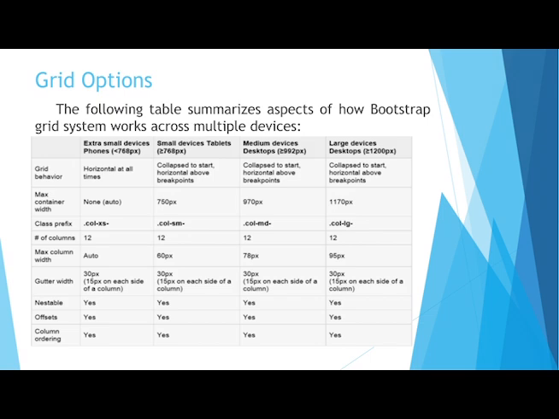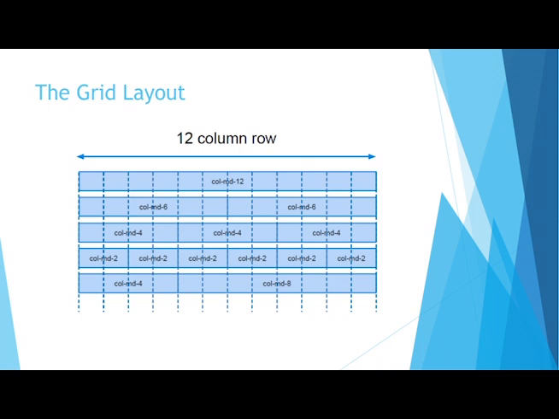And then these last things, are our items nestable? Yes. Do our items have offsets? Yes. And is there column ordering? Yes. So here we can look at a grid layout.